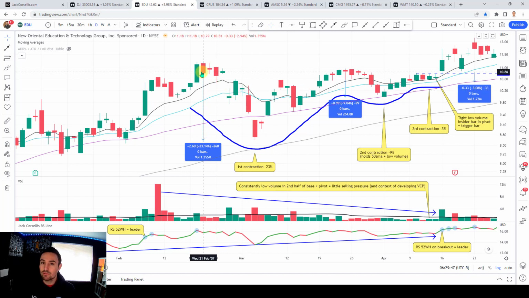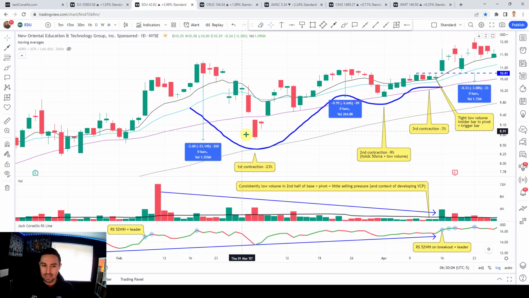So we have 3 main contractions in this base. We have the first contraction, which is about 23%. So I measure it from the peak to the trough there. So from the highest price level, that could be what I call a supply shoot, to the low of a demand tail as well, in terms of the low of the contraction.